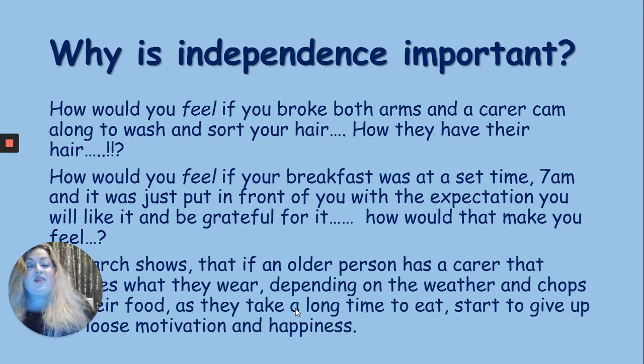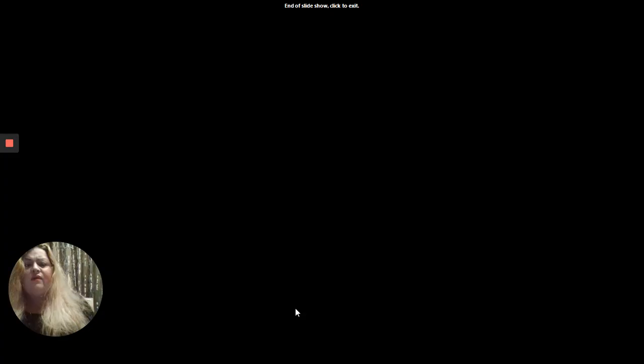So there's some research available on this, that if an older person in particular has a carer that chooses and makes those decisions about what they wear, depending on the weather, and chops up their food as they take a long time to eat, eventually, over time, that person will start to give up and lose motivation and feel an altered state of happiness as a result of having those decisions and their independence taken away from them.